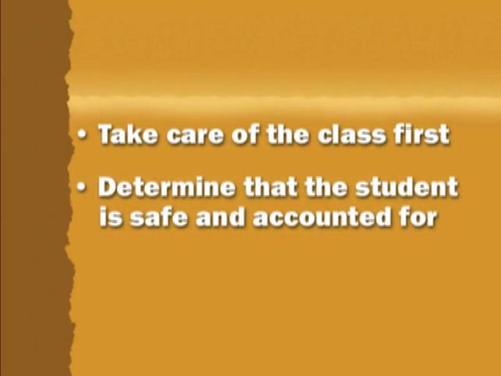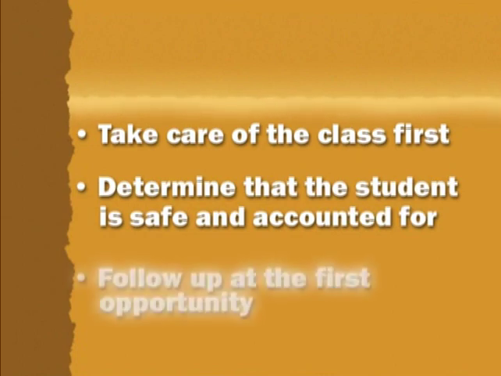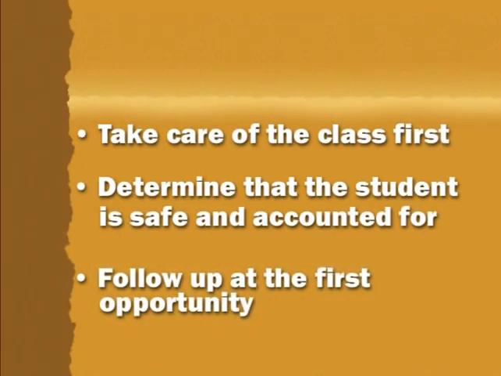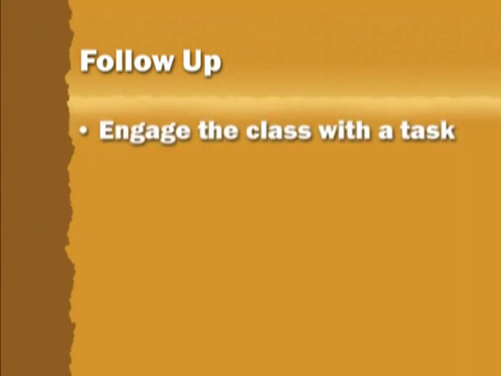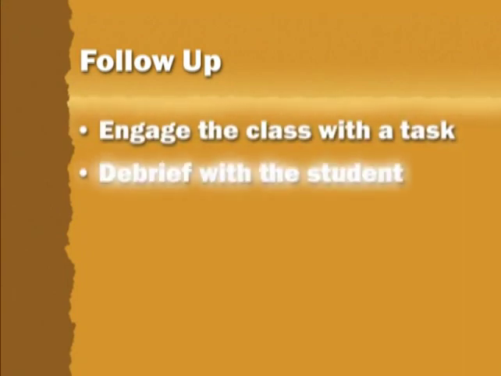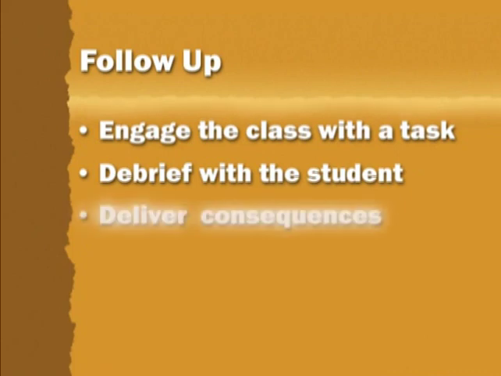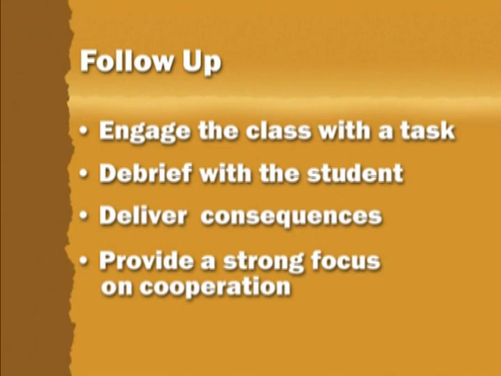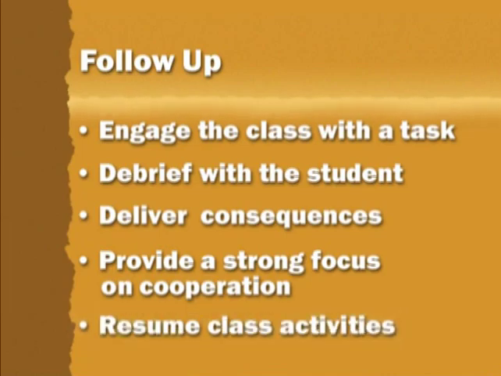Clearly, the teacher cannot follow through immediately. In these cases, take care of the class first. Take steps to determine that the student is safe and accounted for, and then follow up at the first opportunity. Here are the steps. Engage the class with a task. Debrief with the student. Deliver consequences as appropriate. Provide a strong focus on cooperating at the next opportunity, and then resume the class activities.